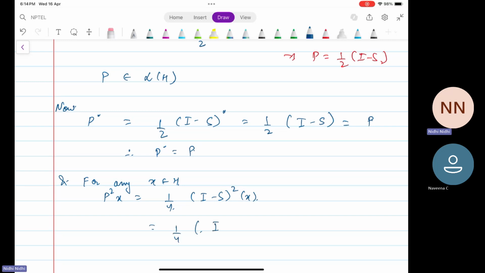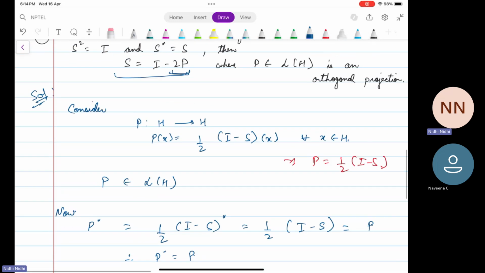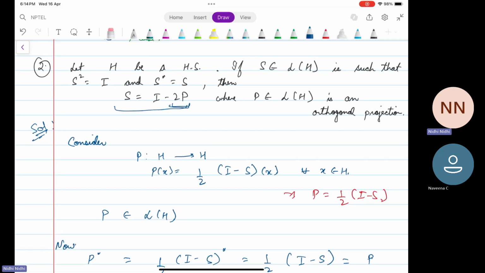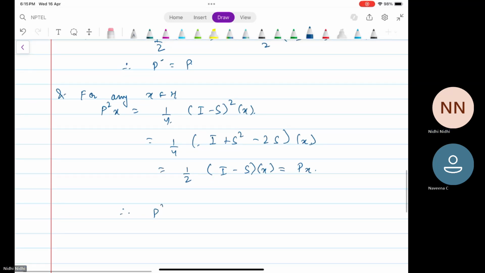This is nothing but basic calculation. S square, basic algebra, minus 2S at X. And since S square is equal to identity, so this 2 will come outside and get cancelled out. This is 1 minus S X, which is Px. Therefore, P square is equal to P.